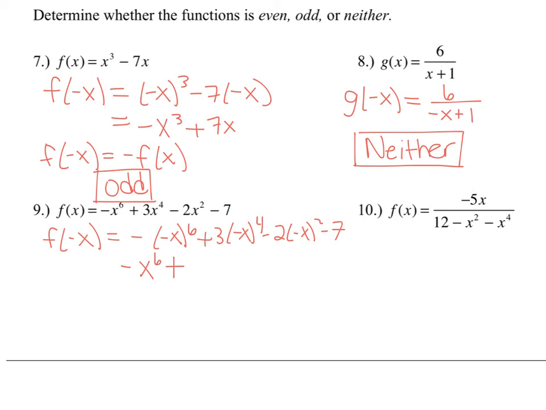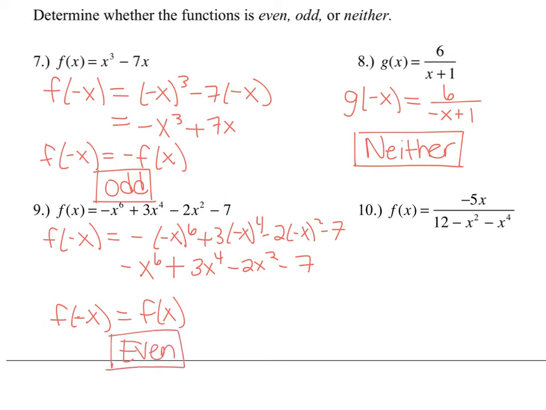3 times negative x to the 4th, well again, negative x to the 4th would come out positive, so it'll be positive 3x to the 4th. Negative x squared would come out positive, times the negative 2 gives us negative 2x squared, and then minus the 7. So you see the first term stay the same, second term stay the same, third term stay the same, fourth term stay the same. So f of negative x is equal to f of x, meaning that with regards to symmetry, this is an even function. The y-axis would perfectly cut it in half.